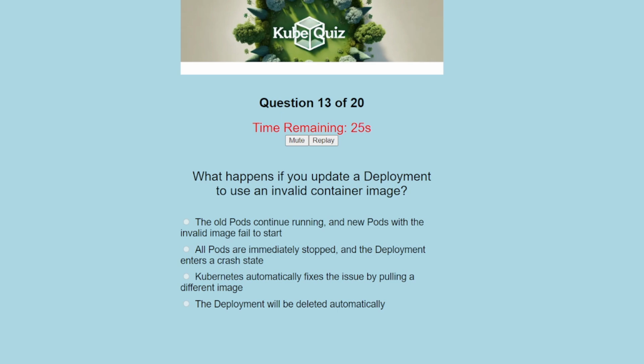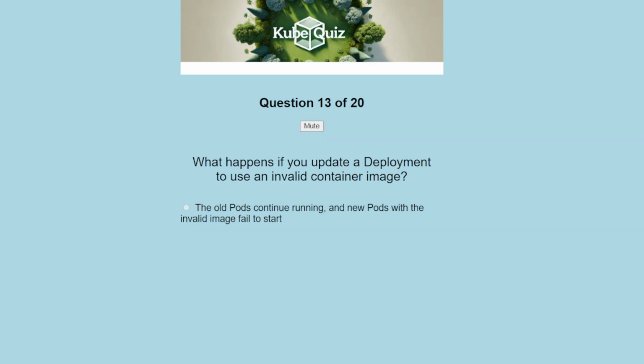What happens if you update a deployment to use an invalid container image? The old pods continue running, and new pods with the invalid image fail to start. All pods are immediately stopped, and the deployment enters a crash state. Kubernetes automatically fixes the issue by pulling a different image. The deployment will be deleted automatically. The correct answer is, the old pods continue running, and new pods with the invalid image fail to start.